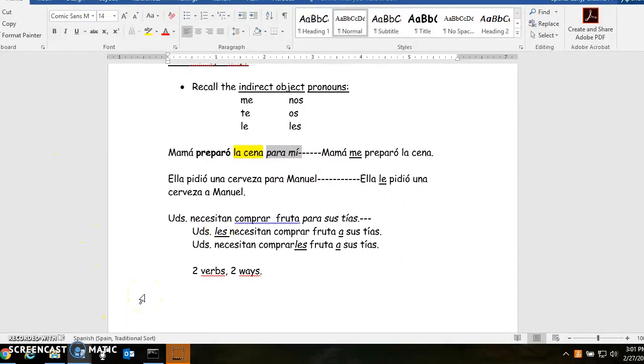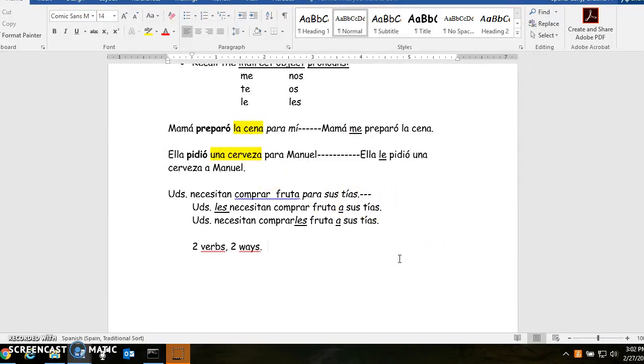Ella pidió una cerveza para Manuel. Find the verb, pidió. What did she order? Who did she order? She ordered una cerveza. That's the direct object. And now who's going to get this cerveza? Para Manuel. Para Manuel goes to le. One verb has to go in front. Ella le pidió una cerveza. And remember that we have to repeat this a Manuel because that is for clarification.